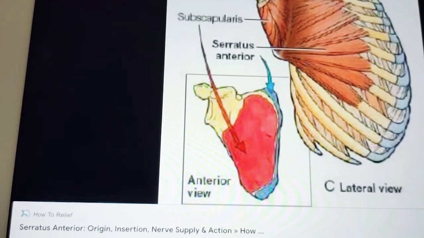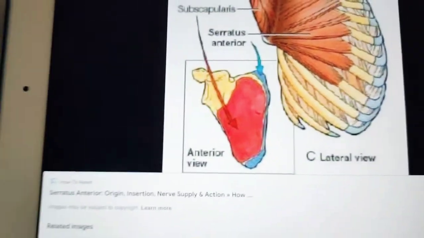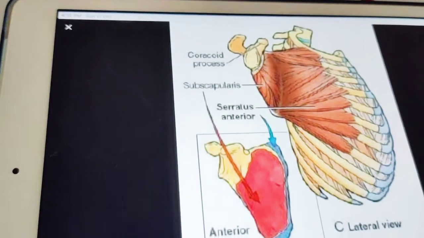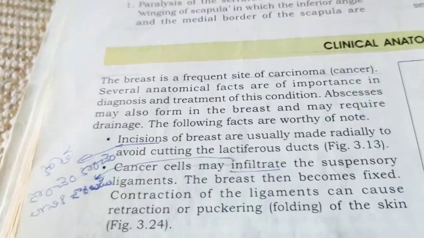Makes the inferior angle of the scapula prominent, winging of scapula if the serratus anterior is paralyzed. So if you are forcefully pushing on the wall, then you can check it out. So now we'll start the clinical anatomy last part. So you can see clinical anatomy here, right?